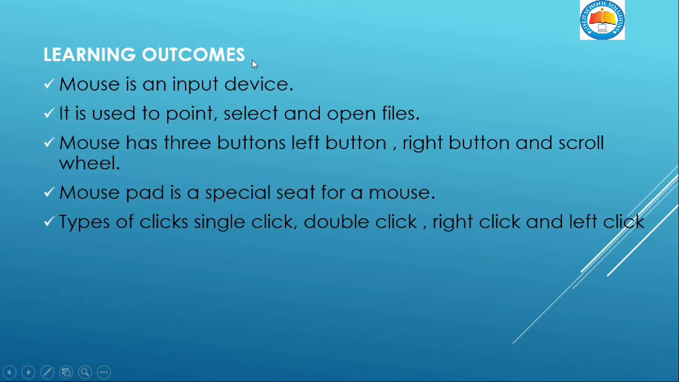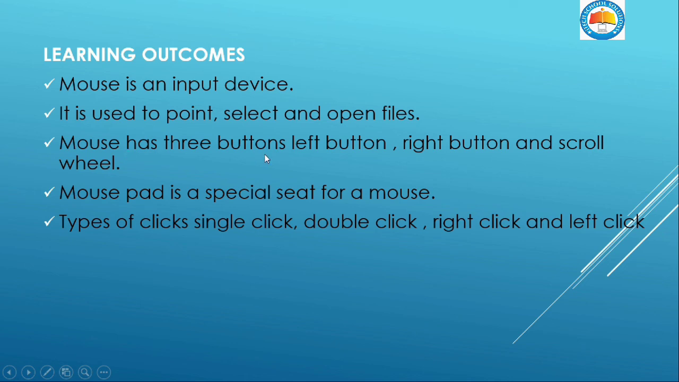Next, learning outcomes. So children, now let us recall today's concepts. Mouse is an input device. It is used to point, select and open files. So children, by making use of this mouse, you can point, select and open files. You will select the files by using single click and open the files by making use of double click, and you can point at the objects by using the mouse pointer.